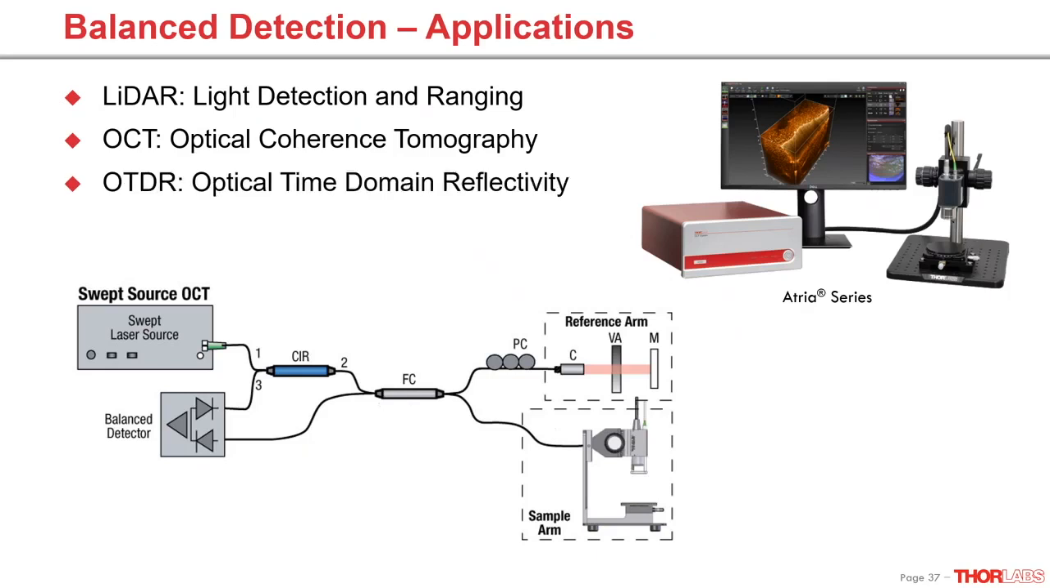Balanced detectors can also be used in optical time domain reflectometry to measure the back reflection in fibers, or for terahertz detection, where the terahertz radiation gets converted to light with electro-optical crystals, linearly polarized and split by a Wollaston prism to the detector inputs.